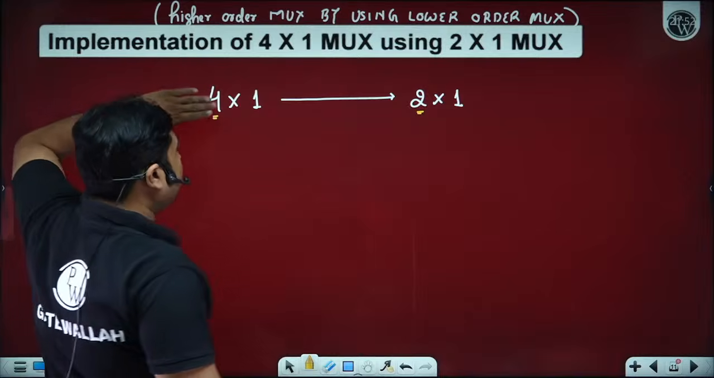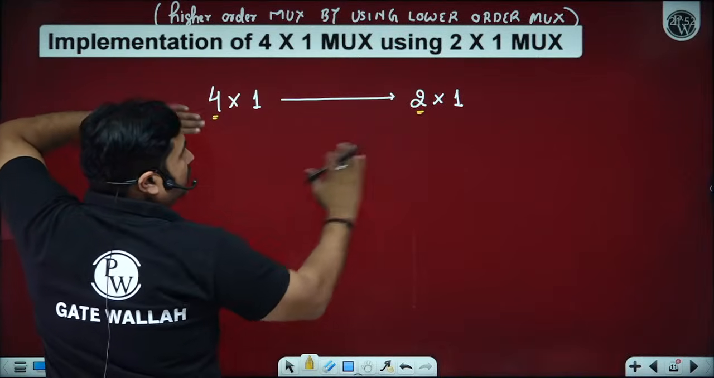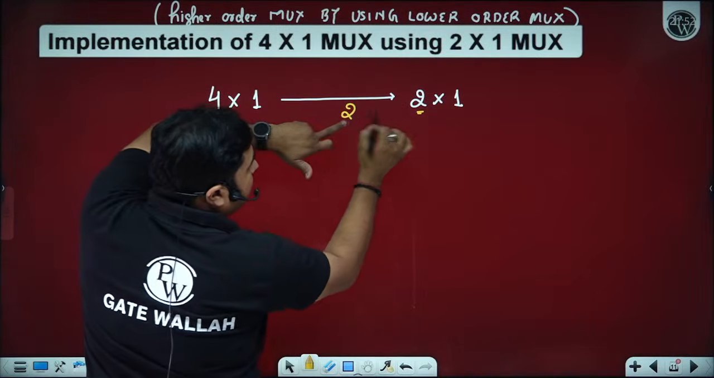Now start dividing this higher number with the one with which you want to implement. So how many times can you divide this 4? Sir, 2 times. And now again divide this 2 with this.